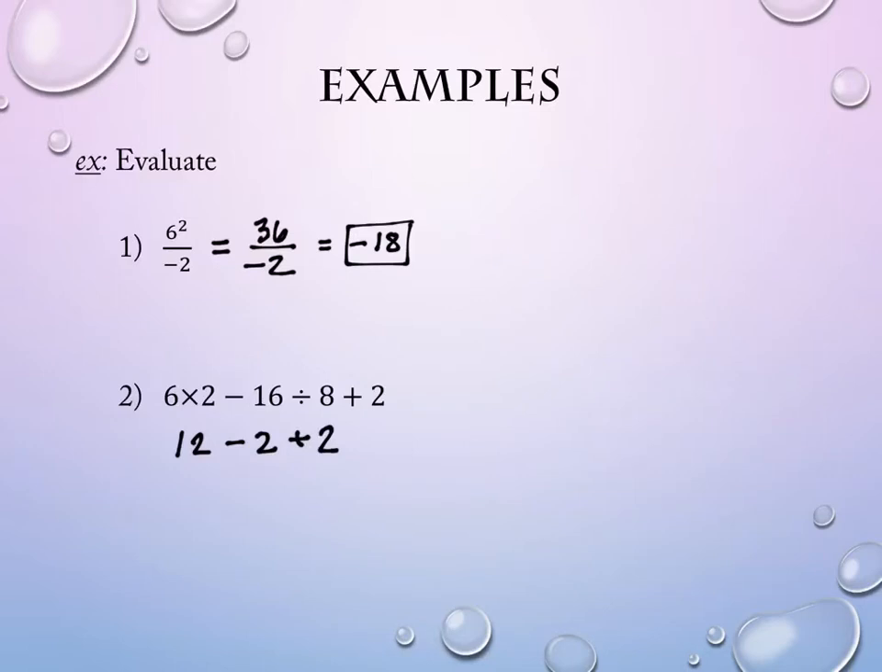Okay? So moving from left to right, doing the multiplication step and the division step at the same time. And then we're going to move from left to right, doing the addition and subtraction. So we're going to first do 12 minus 2. So that's 10. I'll write it down just so that you can see that we did it. And then we're going to do the 10 plus 2, which gives me back 12. So we're moving from left to right. Okay, any questions on either of those?